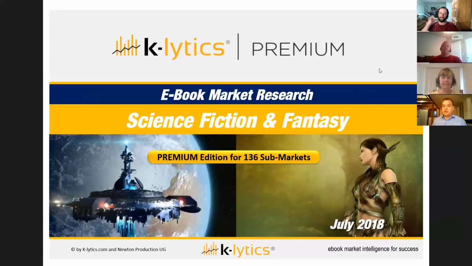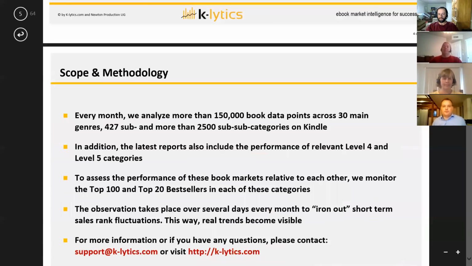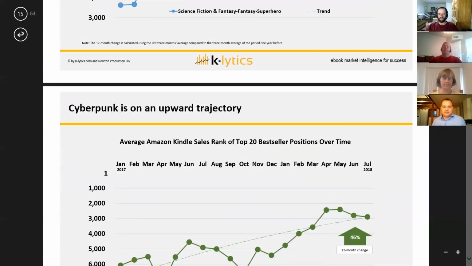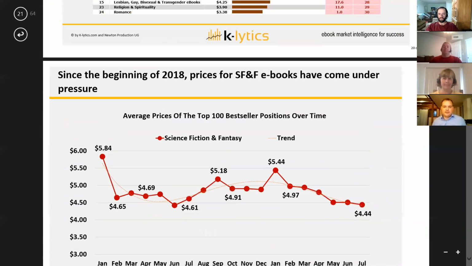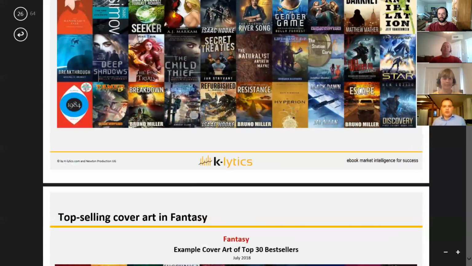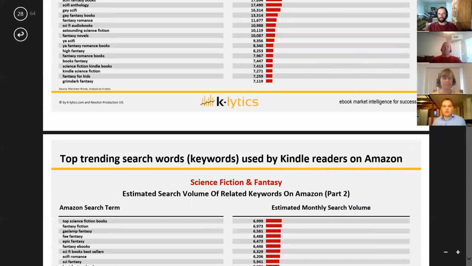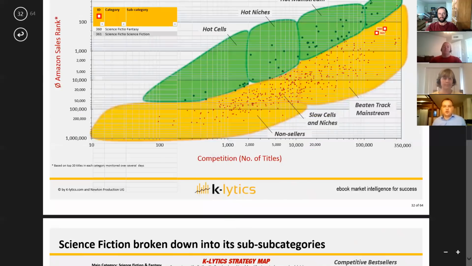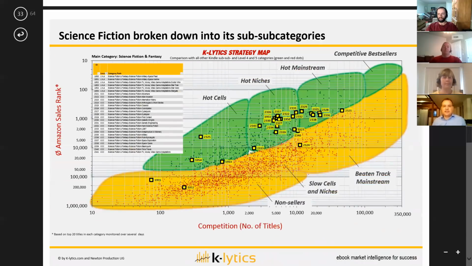Right. And before I stop the screen share, because we had the discussion earlier about the commercial potential of tiny categories versus big categories, there's one thing which, to people new to us, is a bit like a snowflake type of picture. Here, by the way, are the top selling cover art right now in both sci-fi and fantasy, and keywords. This is what I still wanted to show you.